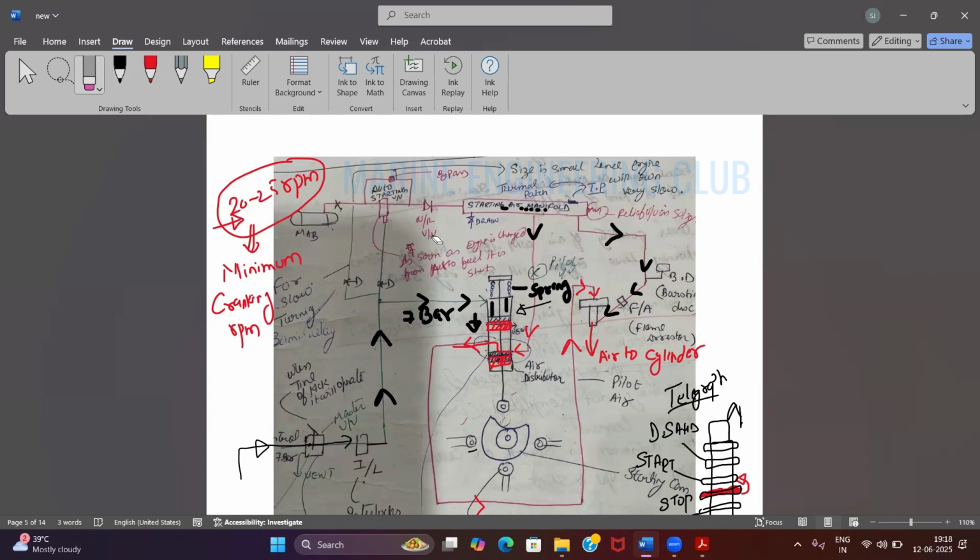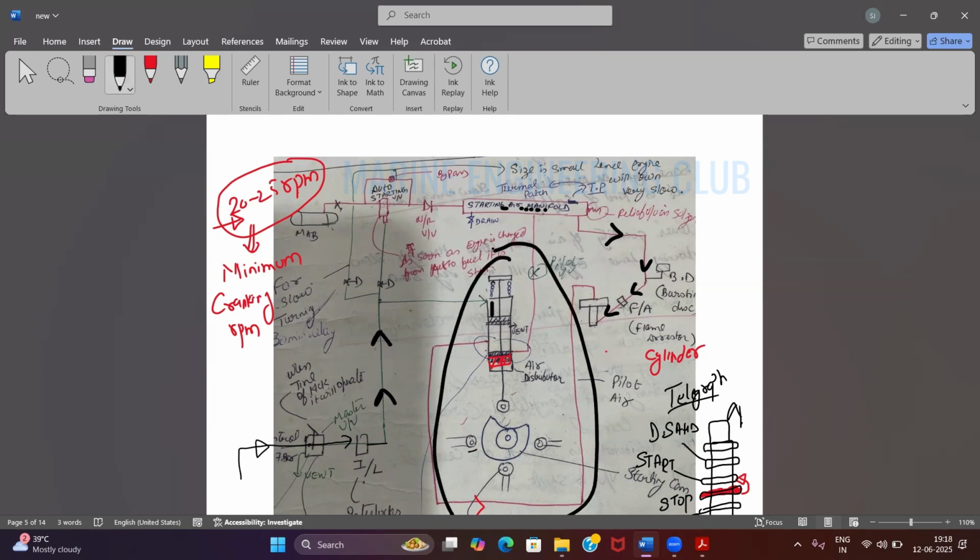Okay sir, in ME you said the solenoid was controlling instead of the cam, so how does it work in ME? In ME, this complete part is not there. Okay, you have a solenoid valve here. This is coming from the pilot air. Whichever solenoid valve will open, that particular unit will inject. Agreed?